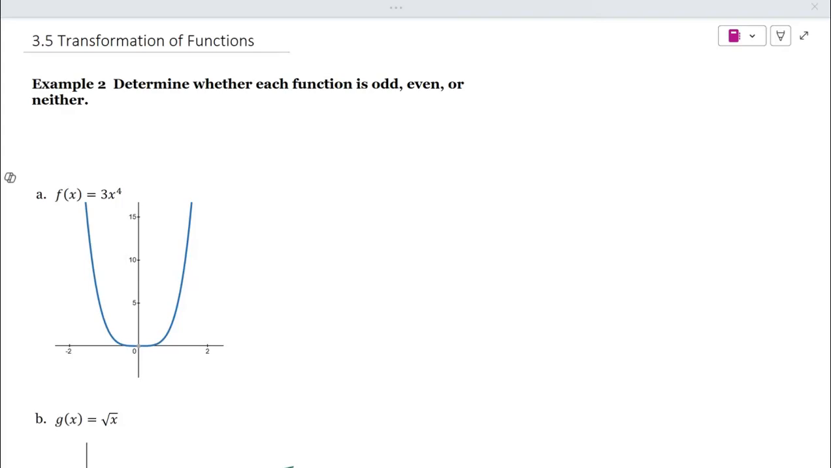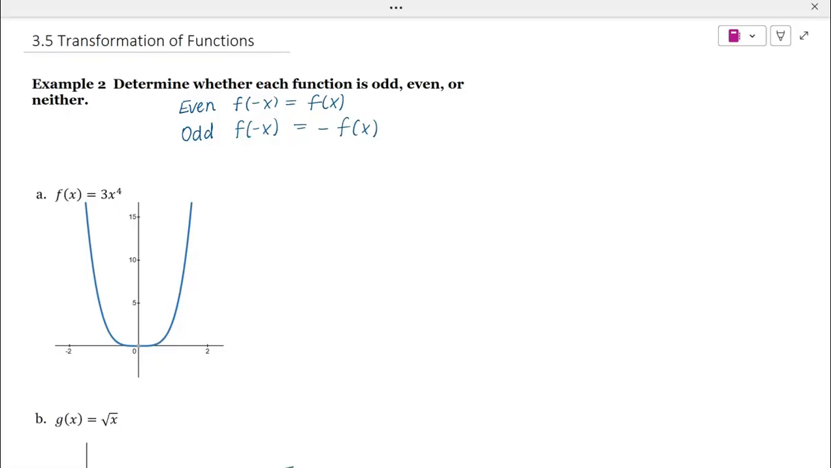In this video, we're going to determine whether functions are odd, even, or neither. The formal definition of a function being even is that when you plug in negative x into the original function, you get back the original function. It looks exactly the same. And the definition of odd is that when you plug negative x into the original function, you get the opposite of the original. Even functions are symmetric across the y-axis.